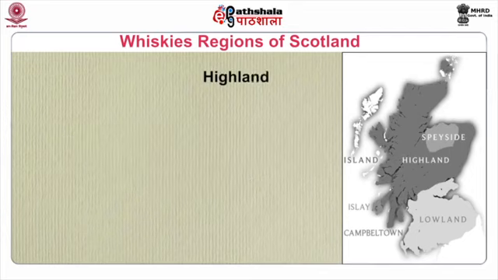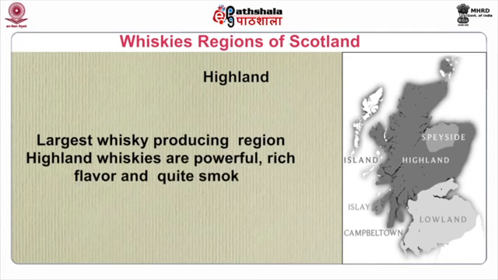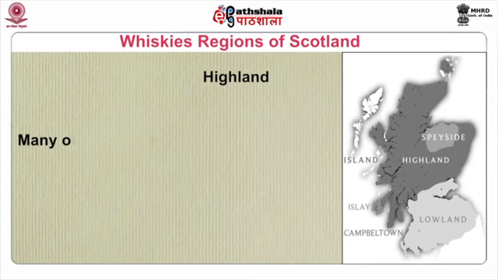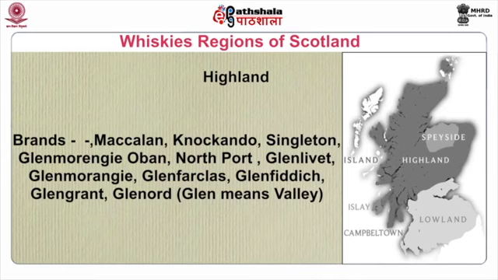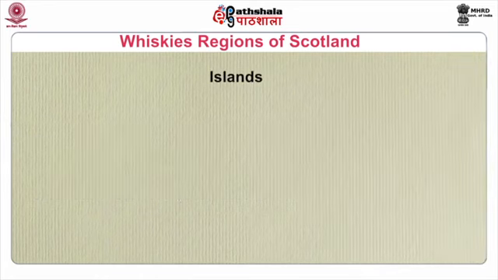The second region is Highland region. Largest whisky producing region. Highland whiskies are powerful, rich flavor and quite smoky. Many of the famous distilleries are located around the river Spey. The important brands are Macallan, Knockando, Singleton, Glenmorangie, Glenturret, Glenfiddich, Glenlivet, Glenfarclas, Glenfiddich, Glen Grant and Glenlossie. And Glen means valley.